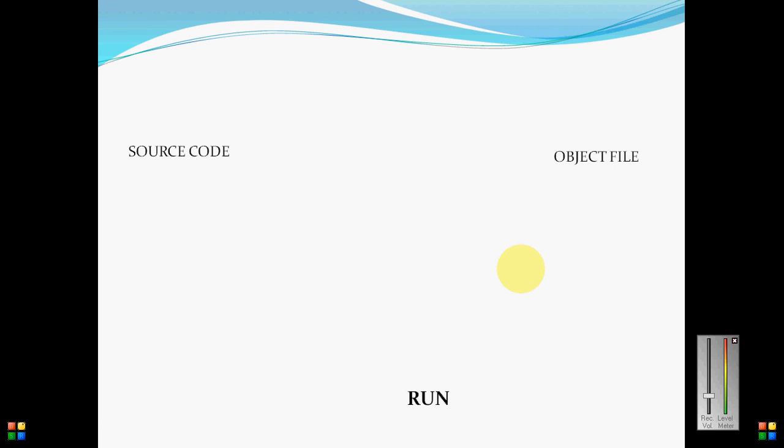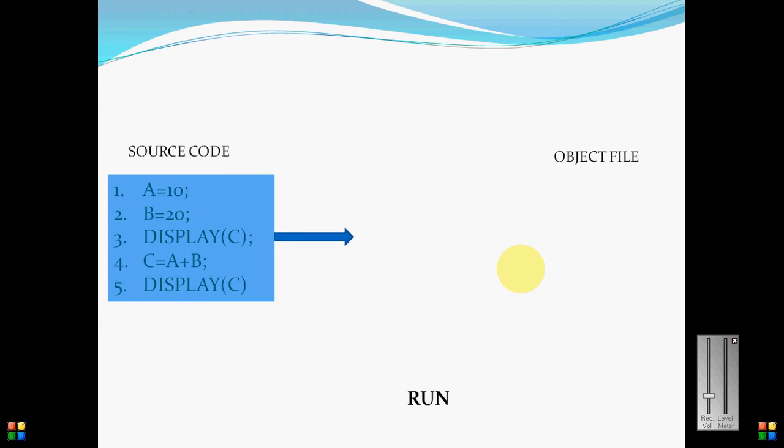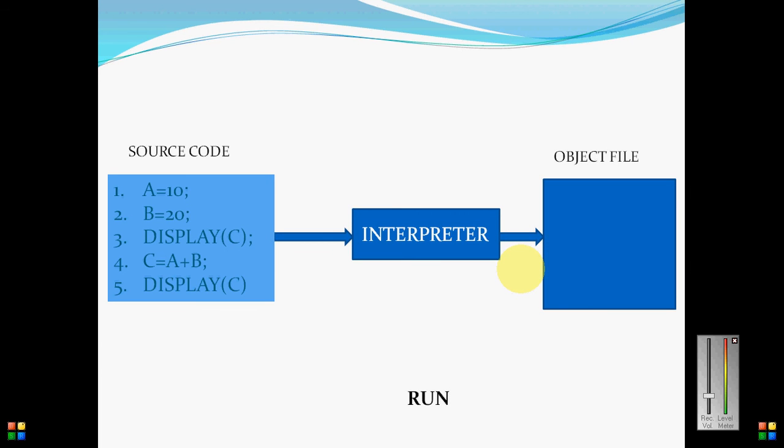Let's see how an interpreter works. An interpreter works like a compiler, but what is the difference between an interpreter and a compiler? The interpreter takes one instruction at a time and converts it to machine code, then runs it. That's the difference. It takes one instruction at a time, converts it to machine code, and then runs it.